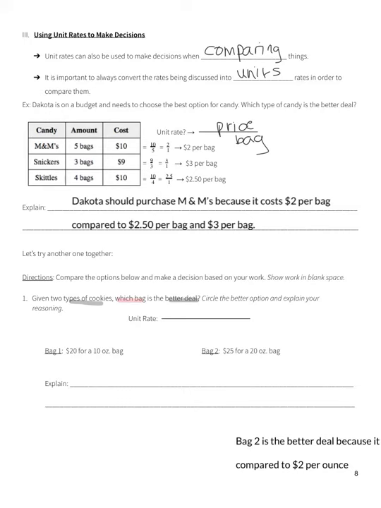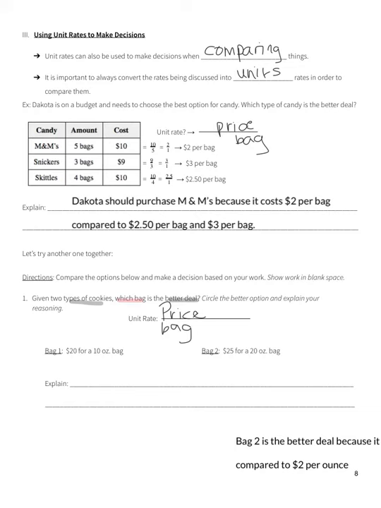So we have our price on top. Okay. And we have our bag on the bottom. Because remember, we're trying to figure out the price per bag. That's going to let us know what the cheapest option is. So price is on top, and bag is on bottom. Remember, always ask yourself, it's per what? That is what goes on the bottom. Here we have price per bag.